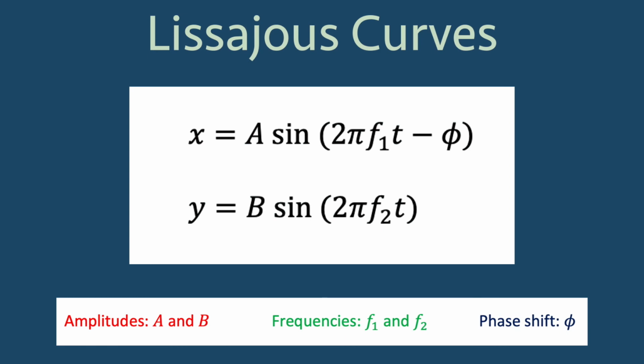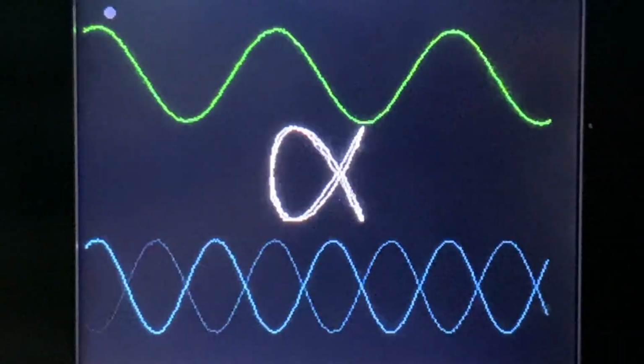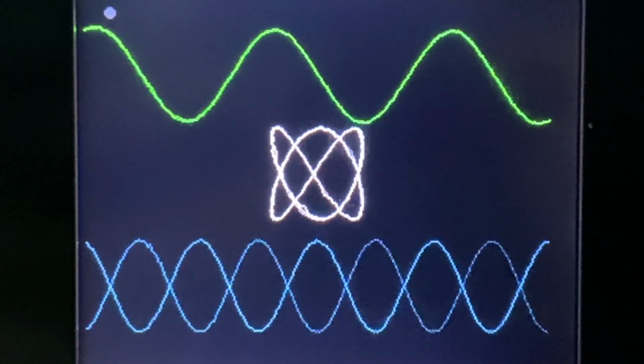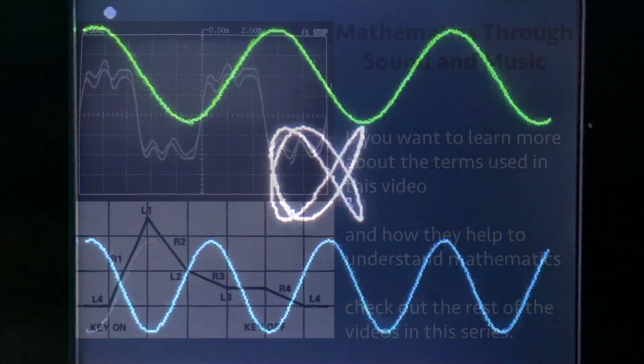These Lissajous curves are used to help test electrical equipment. For example, while I intentionally set the two waves to be out of phase at certain points to see different images, we could also discover that two waves are out of phase by looking at the Lissajous curves from the two waves.